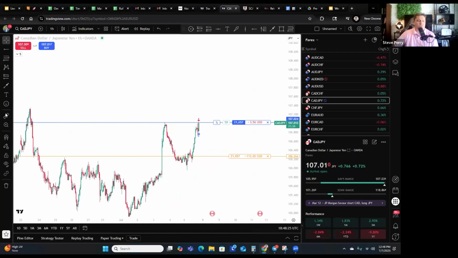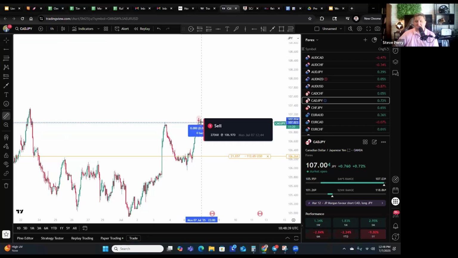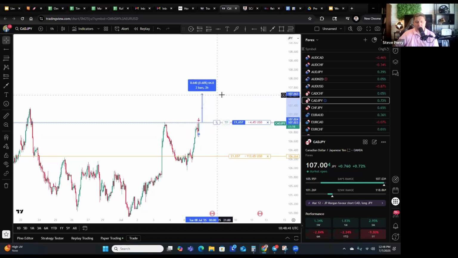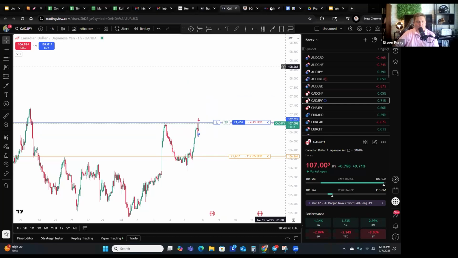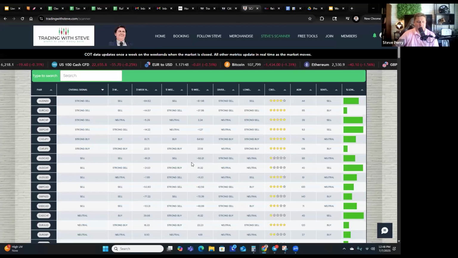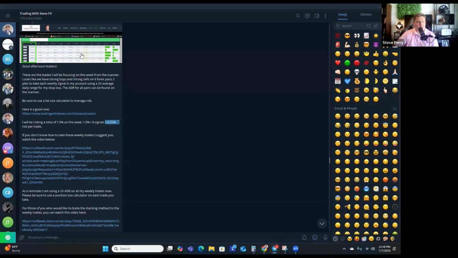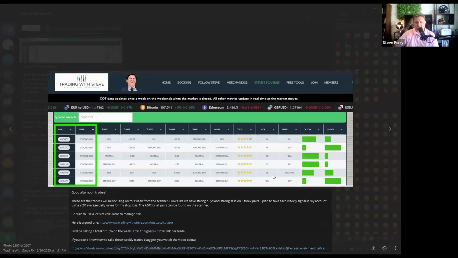This is what I basically would do if I was taking the vanilla strategy. If this trade really starts to take off in my favor, I want to stack into this order. That's why it's called the stacking method. The way you stack into this trade is you go up a half an average daily range. Okay, so a half an average daily range on the CAD yen is what again? You can find this right here on the scanner or on the Telegram that I sent you guys. So it says 76 pips.